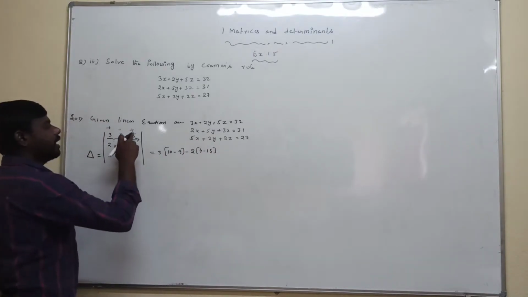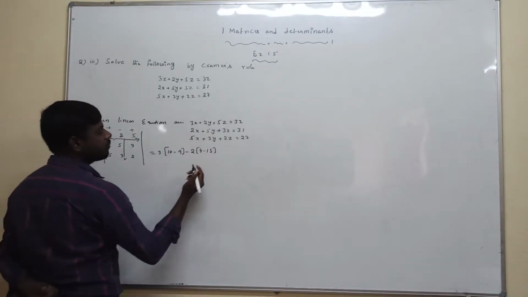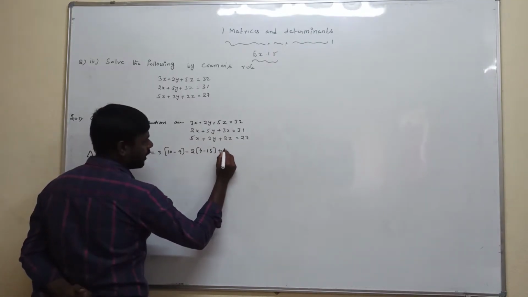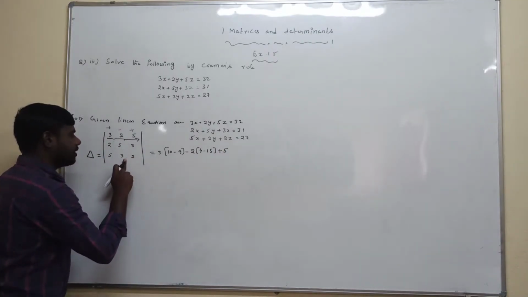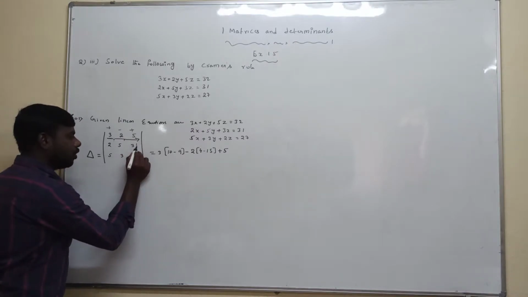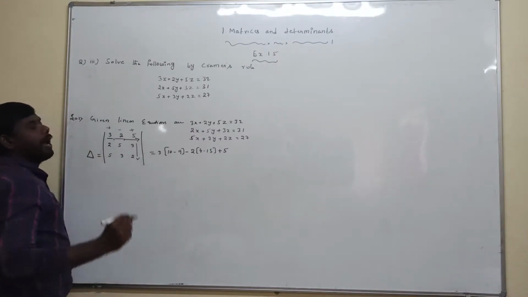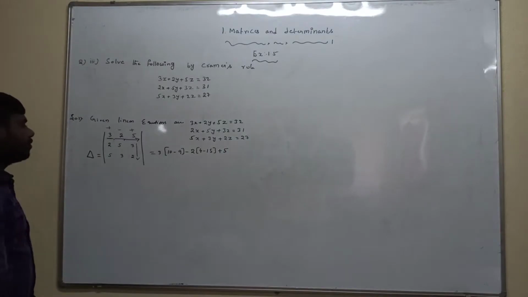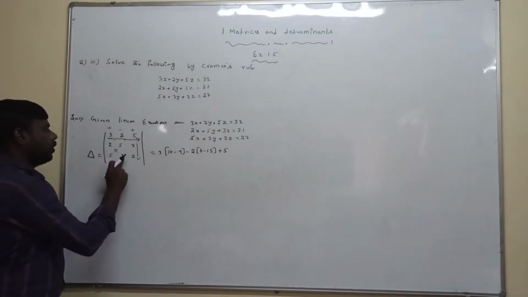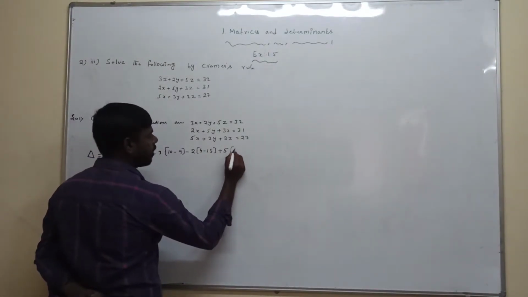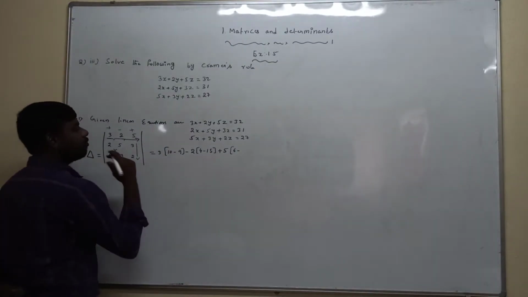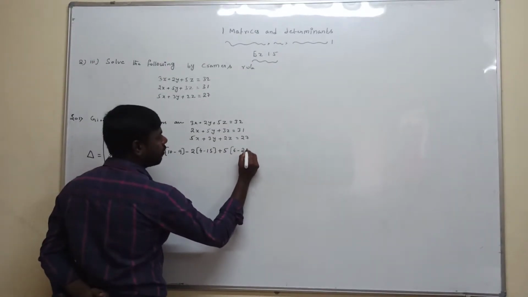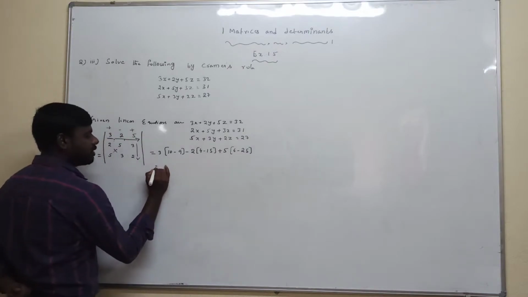Next, the third symbol is plus, the element is 5. Plus 5 here, students. Plus 5 is present in which row, which column? First row, third column, which are eliminated. Cross multiply with the left-over elements: 2 into 3, 6, minus 5 into 5, 25. Now simplify this one.